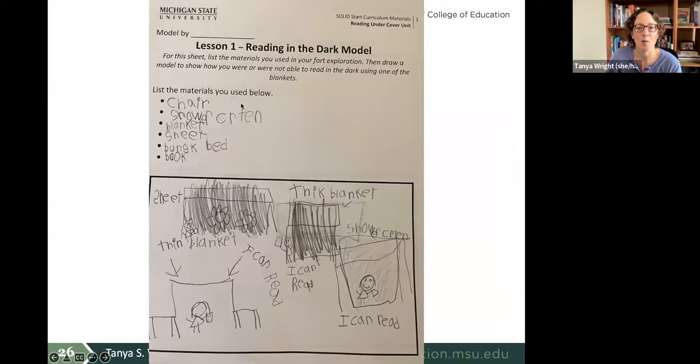Okay, and right away, kids get involved in drawing and writing about what happens when they engage in those explorations. So in this case, we have a child who's drawn a picture of themselves reading under a sheet. A thin blanket, I can read. The shower curtain, I can read. The thick blanket says I can't read. So we can see that the kids, this is just at the beginning, and they revise this over time, but they're starting to share their ideas through drawing and written language.